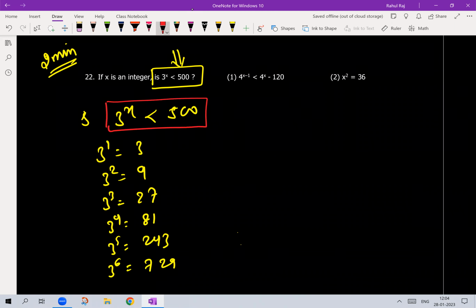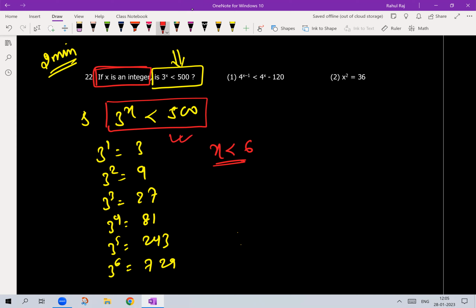Now, this condition is only possible when you take any value of x which is less than 6, because it is given to you x is an integer. So you can't take at this place x is equal to 5.5, right? If I prove x is less than 6, can I say 3 to the power x will surely be less than 500? It is by default understanding. Gauri, Manan, is this clear?